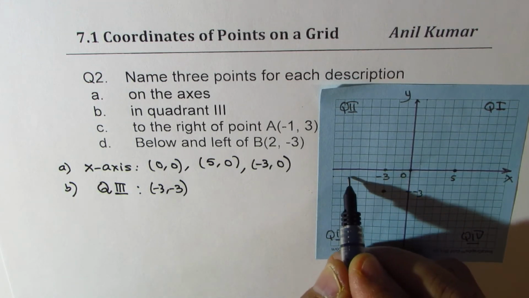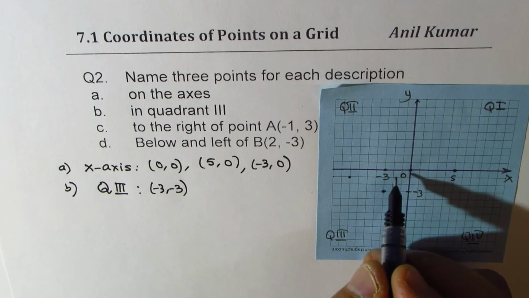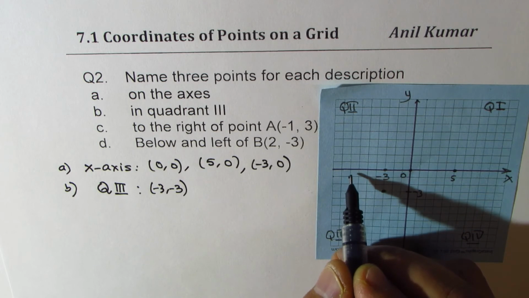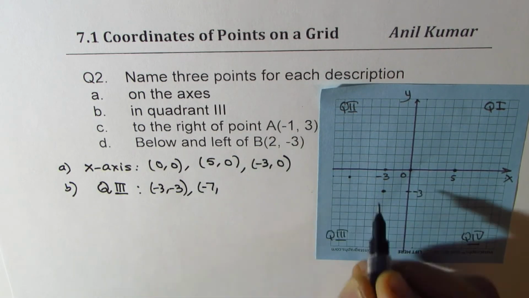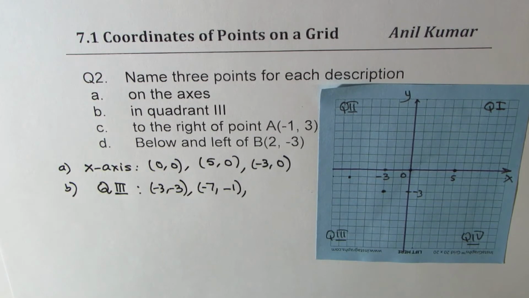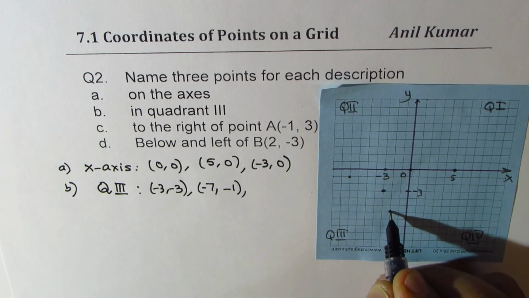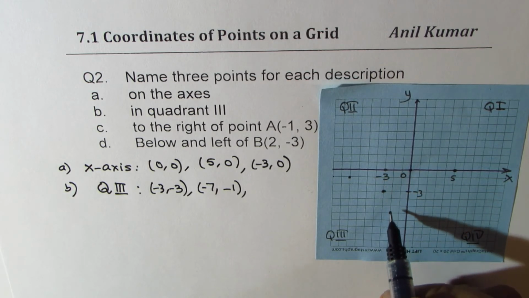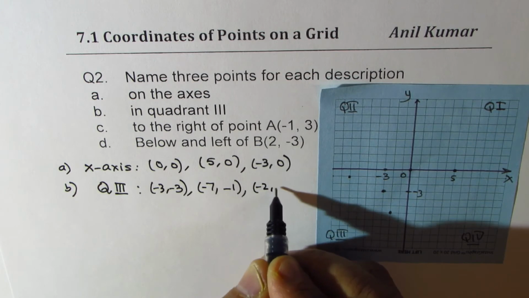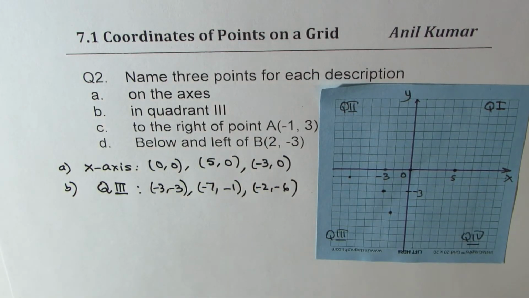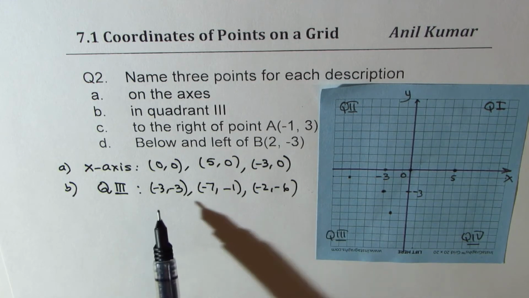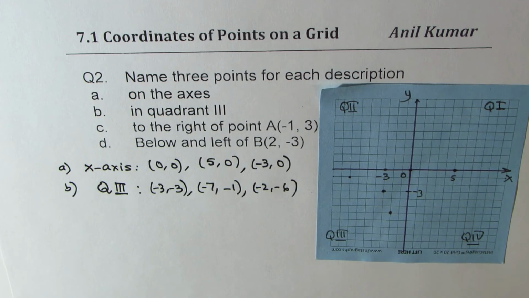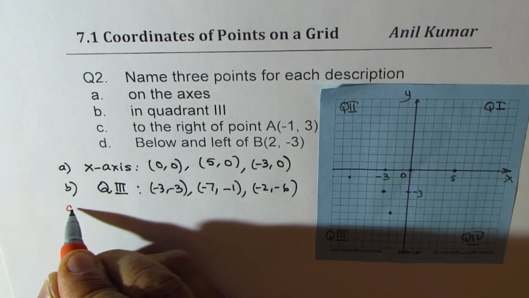Now let's take another point somewhere here. Now this point is in quadrant 3. We already know this is 3, 4, 5, 6, 7. So it is minus 7 and 1 unit down, minus 1. Another point could be, let us say, somewhere here. So 2 units to the left of y-axis, 1, 2, 3, 4, 5, 6 down. So it will be minus 2, minus 6. So we have these 3 points in quadrant 3, and as you can see, both x and y values are negative.